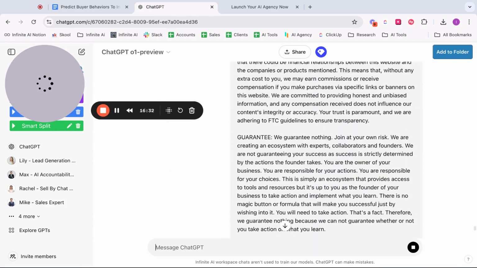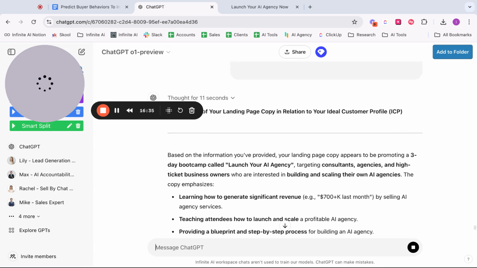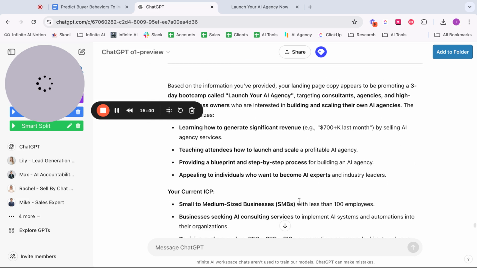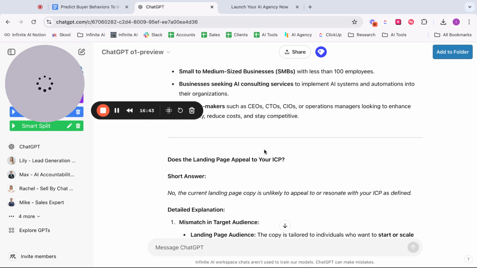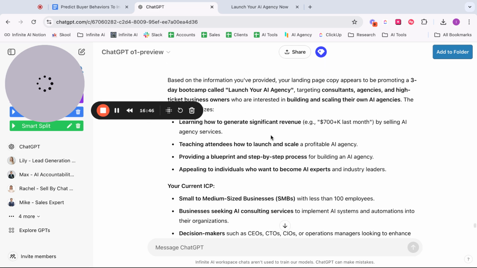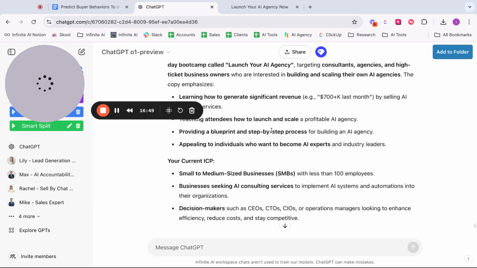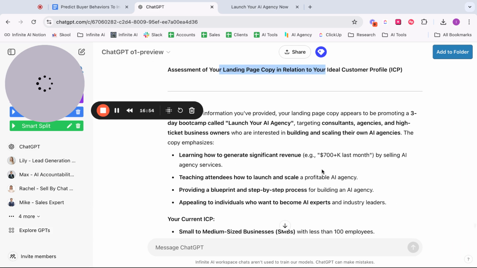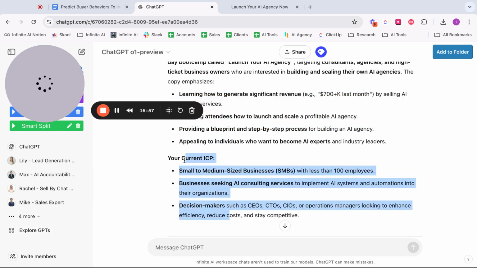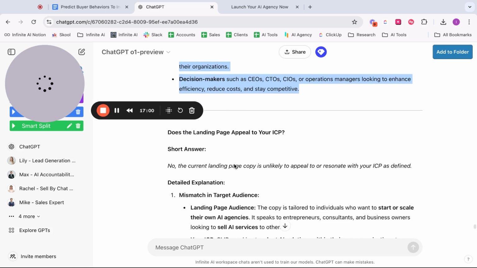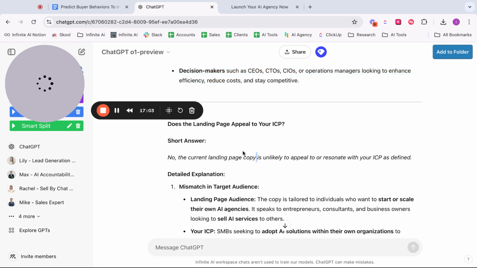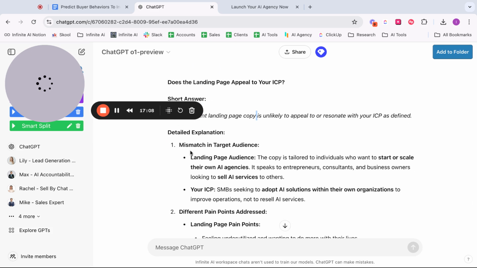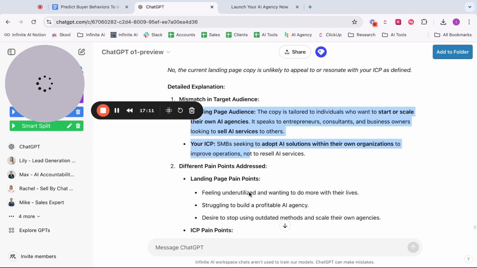Okay, cool. So now here I just dropped my whole entire landing page in here, and here it's saying assessment of your landing page. Here it's saying why it does, why it doesn't. Again, this is not a real example, right? I just use my stuff against this ICP that is probably not the right match. But here it's telling you the copy emphasizes these things. Your current ICP is this. Does the landing page appeal to the ICP? Nope, right? Because the offer in the very, very top is not what my landing page represents. That's not our offer. There is a mismatch in target audience.